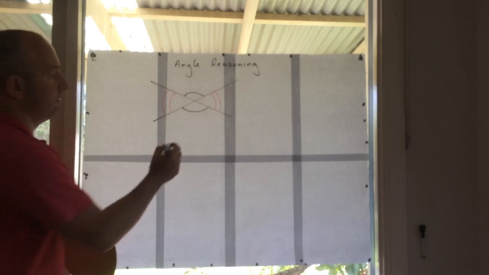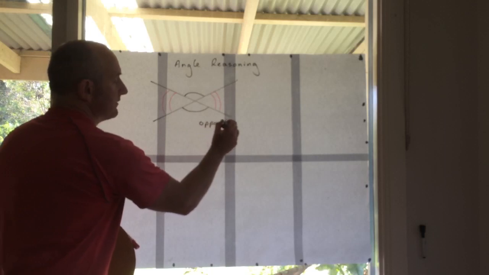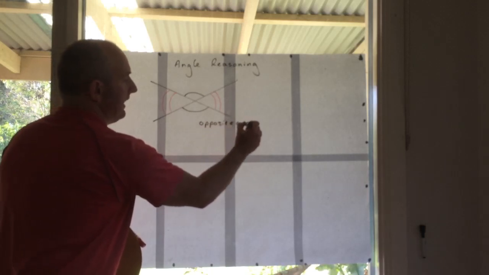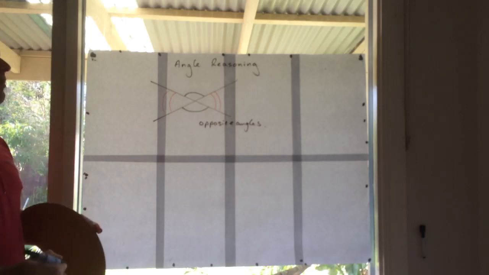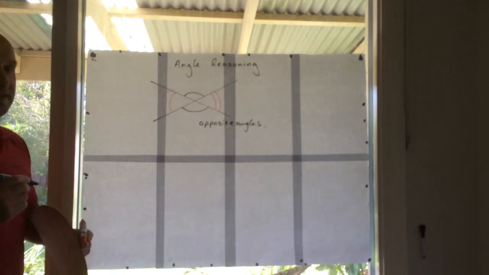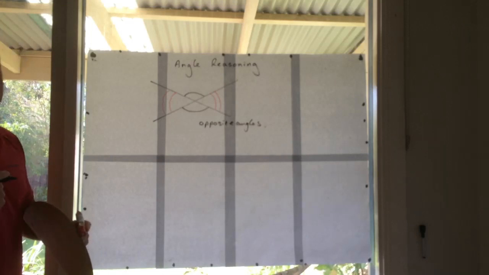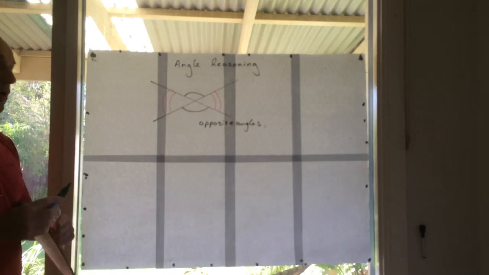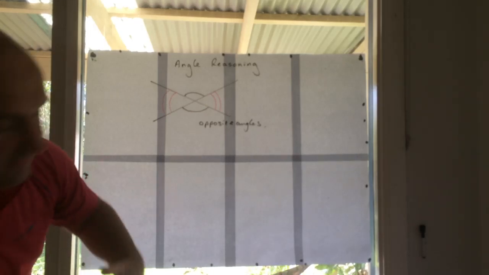They are called opposite angles. Now, I want you to pause this video, and copy this down neatly in your book, because you're going to be referring back to this. Okay, so now you've paused it, now you've drawn it. Now we're going to move on to the next angle.